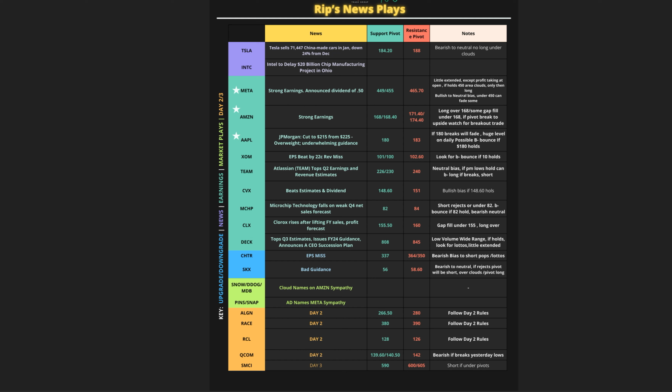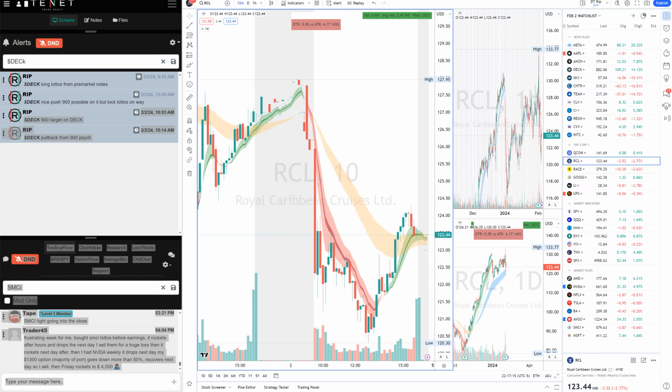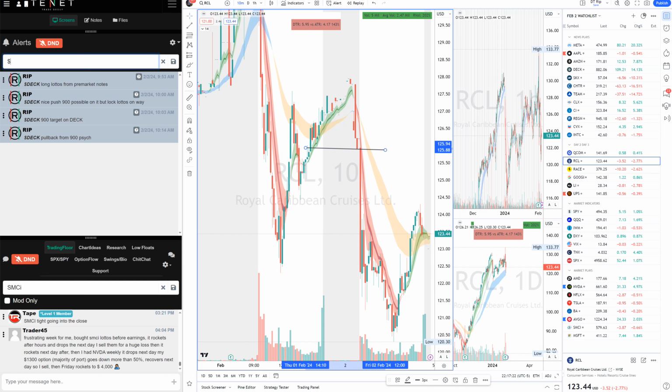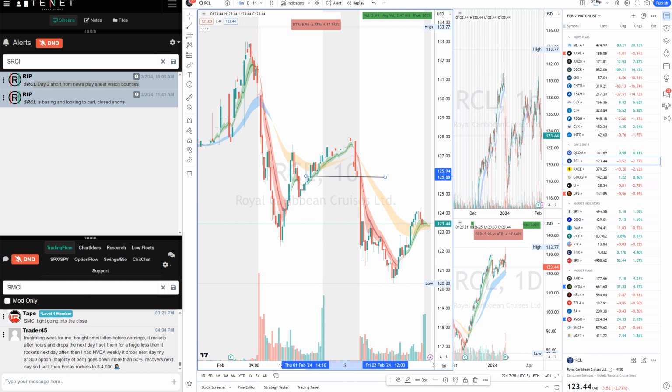The pivots were 128 and 126. This was supposed to be here, but 126 was our pivot. And once that 126 breaks, all you do is get short in RCL, day 2 short, and then you fade it all day. Nice from the pre-market plan.